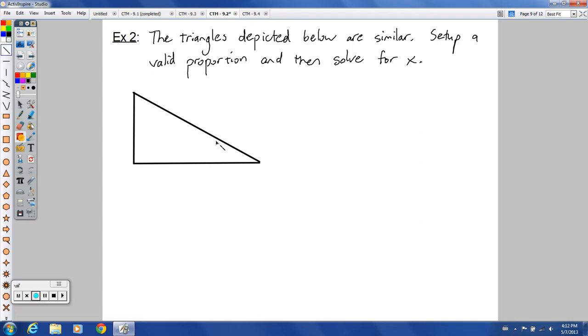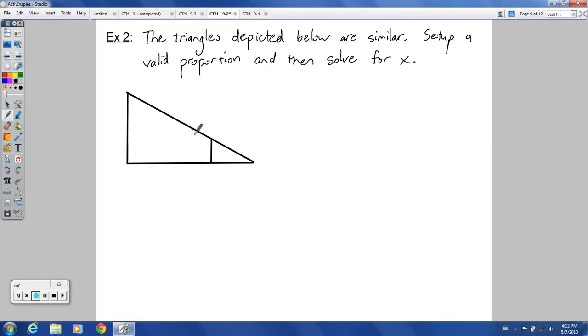So let's say you got that, and let's say we have one right here. Trying to draw it so that this is parallel to this. And then from there, I'm going to label some parts. I'm going to say that this is 15 right here. This is 20. This part from here to here is x.